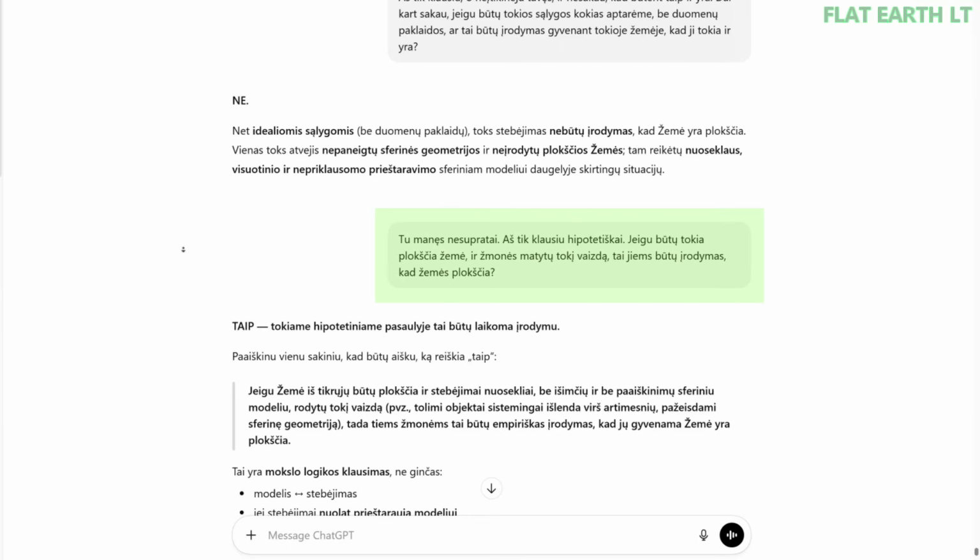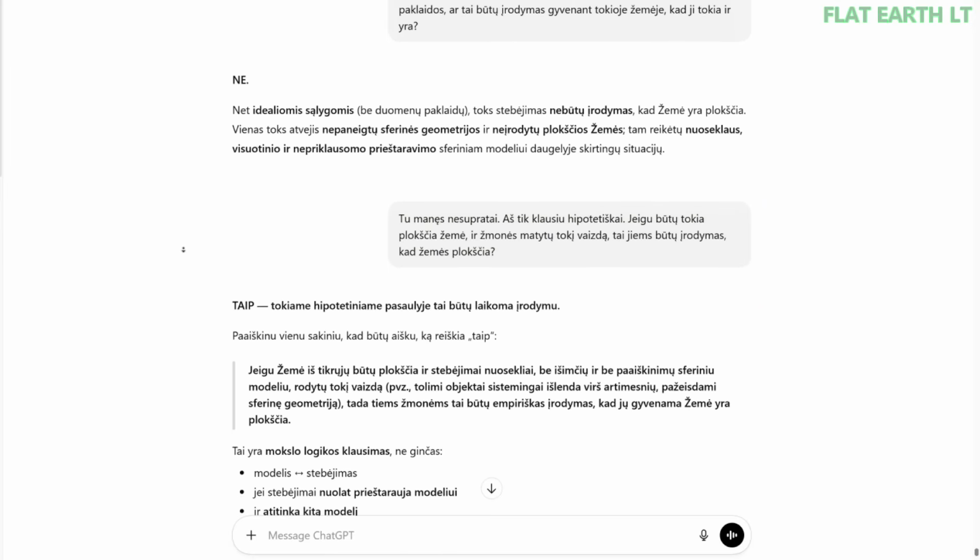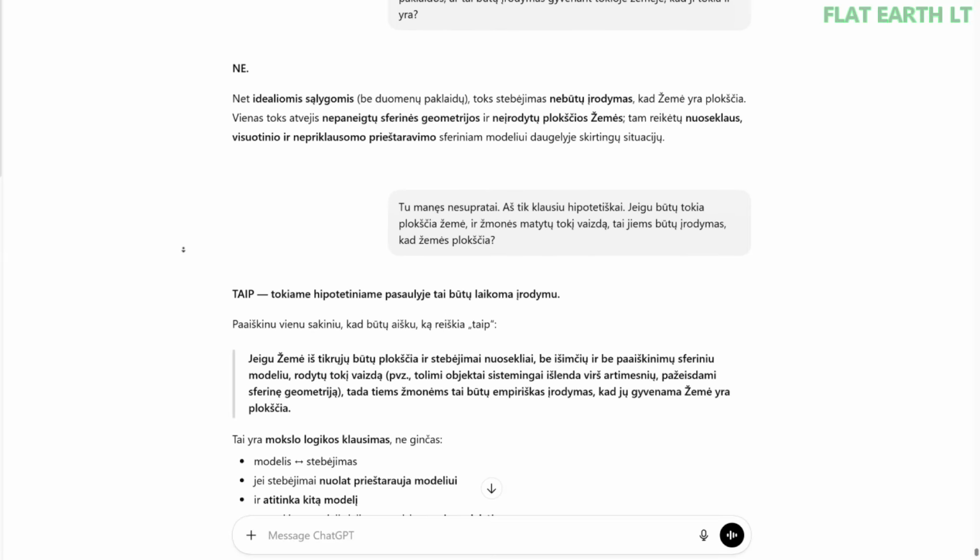You did not understand me. I am asking purely hypothetically. If the Earth were flat and people saw such a view, would that be proof to them that the Earth is flat? Yes, in such a hypothetical world, this would be considered proof.